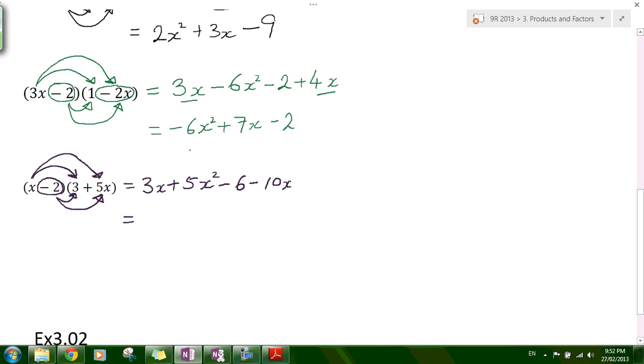This is equal to, again, we write the first term as the highest power. So the x squared term is the highest, so we have 5x squared. Then we've got 3x minus 10x. Start on the number line, you start at 3x. 3 lots of something, take away 10 lots. You get minus 7x, and then the last term is minus 6. And so that's where we end up. So the binomial product of x minus 2 times 3 plus 5x is equal to 5x squared minus 7x minus 6.